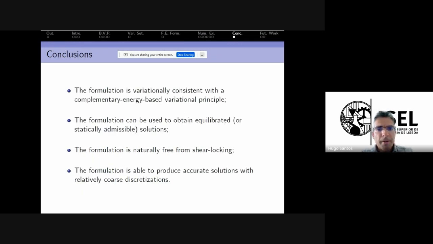Now, to conclude, the formulation is variationally consistent with a complementary energy variational principle. It can be used to obtain equilibrated, or in other words, statically admissible solutions, which means that we can get solutions that satisfy in strong form all the equilibrium differential equations and also the equilibrium boundary conditions. The formulation is not affected by the well-known shear locking phenomenon, and it can be used to produce accurate solutions with relatively coarse discretizations.